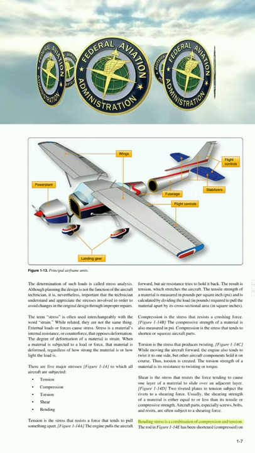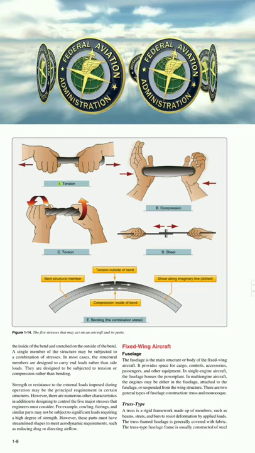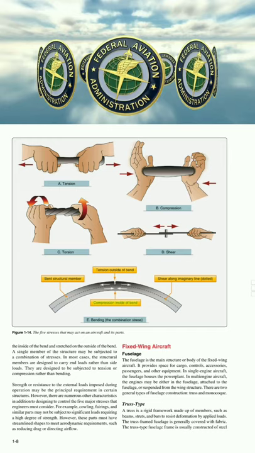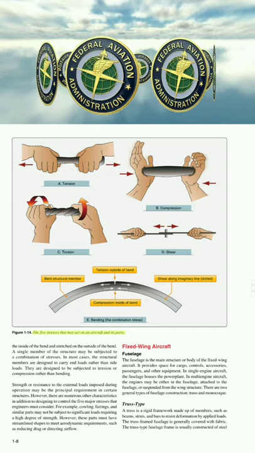A. Tension. B. Compression. C. Torsion. D. Shear. Tension outside of bend, bent structural member, shear along imaginary dotted line. Compression inside of bend. E. Bending, the combination stress. Figure 1-14. The five stresses that may act on an aircraft and its parts.